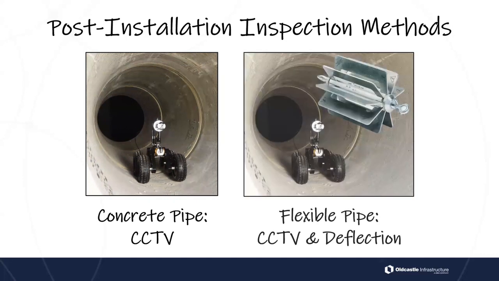Now with flexible pipe, whether it's corrugated metal or plastic pipe, but mostly smooth-lined plastic, you're going to want to do two things. You're going to want to do CCTV and deflection testing with the mandrel. If it's a large diameter, you may have to go in by hand and take hand measurements for the deflection test. But you want to do both, and there's a reason that we want to do both, and I'll get into that in just a moment, okay?